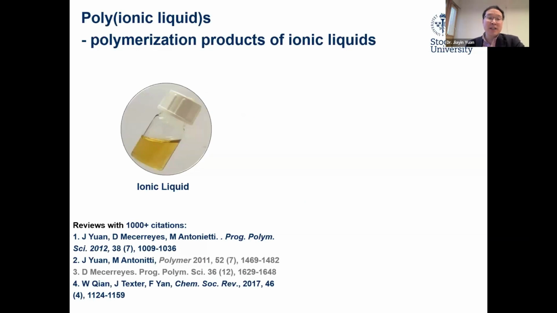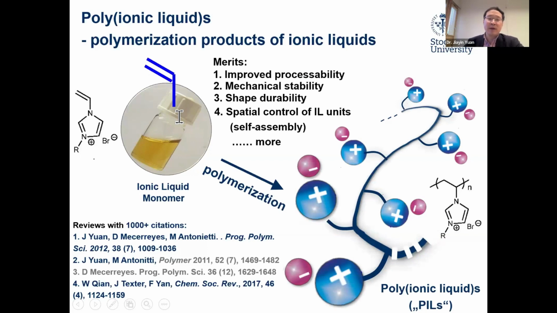Now we've come to the scientific part about polyionic liquids. And polyionic liquids are defined as polymerization product of ionic liquids as monomers. So ionic liquids have been intensively studied in the past 20 years. And when an ionic liquid is equipped with a polymerizable unit, for example, a vinyl group here. I took the vinyl imidazolium bromide as a case study here. You could handle this monomer now by polymerization.